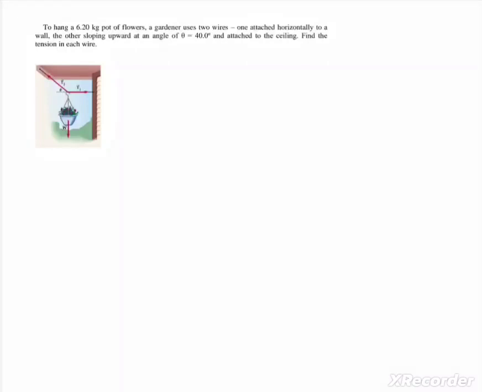In here there's a pot of flowers and the use of 2 wires, and the wires have T1 and T2 tensions. As you can see, one of the wires, which is the T1 wire, is attached horizontally to a wall, and the other one has an angle of theta degrees to the horizontal, and this entire system is not moving, it is stationary. So we can see that the acceleration in the x direction and in the y direction are 0. So let's look at a chart here.